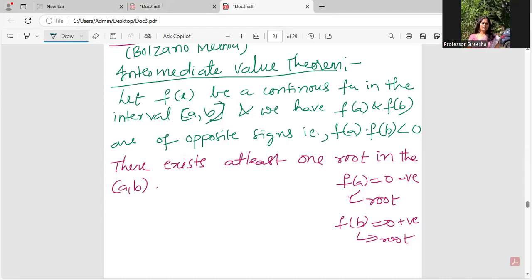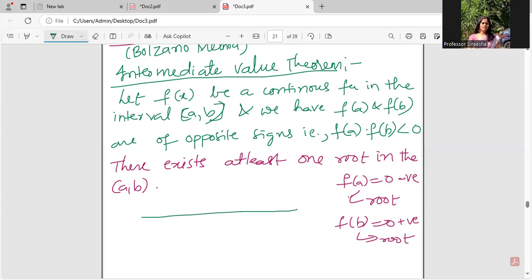Okay, what's the bisection method exactly? Suppose this is the interval a b. Now f of a and f of b are of opposite signs. I'll assume that this is positive and this is negative. Either way is also fine. What I'll do is bisect a b exactly into half. The first approximation to the root will be a plus b by 2.